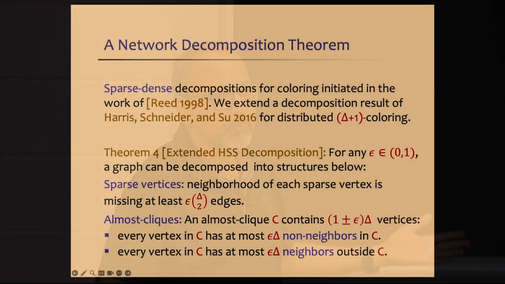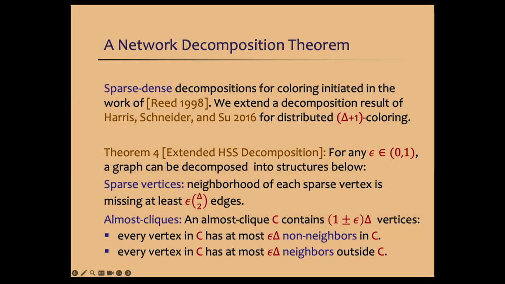So the way we do it is by decomposing the graph into sparse and dense regions, as these two approaches suggest. These decompositions have been studied in the context of coloring for a long time, starting with the work of Reed. The particular decomposition we used in our work was motivated by a decomposition used by Harris, Schneider, and Su for distributed Δ+1 coloring. We need to somewhat modify this decomposition for our purposes. So here is the decomposition that we use in proving our palette sparsification theorem.